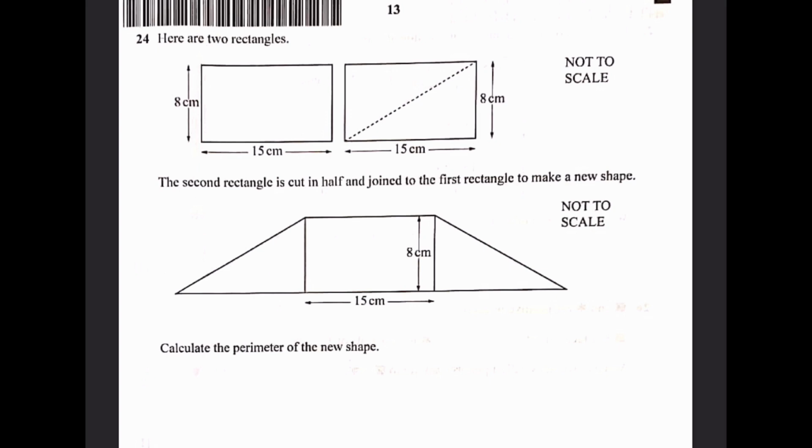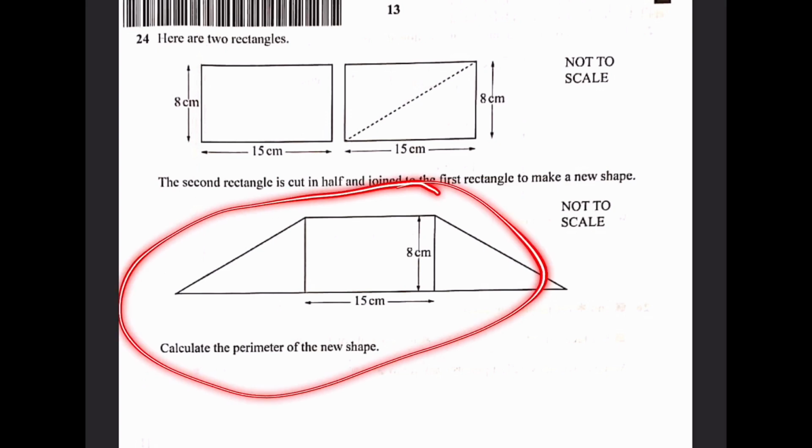Here are two rectangles, 8 centimeters and 15 centimeters are the dimensions for both these rectangles. The second rectangle is cut in half and joined to the first rectangle to make a new shape. So the shape is like this.